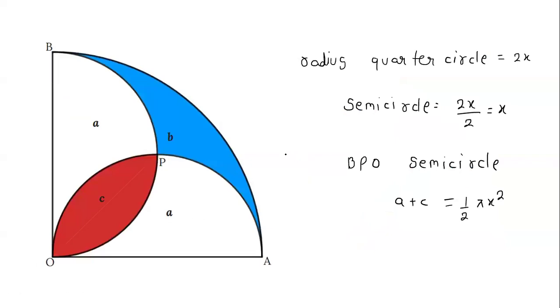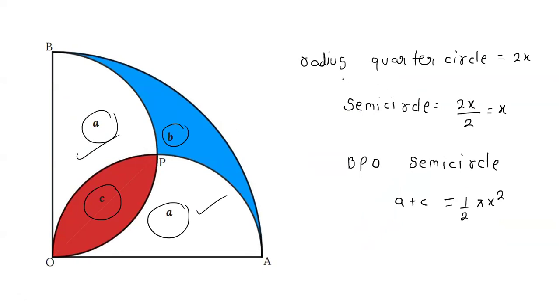You see this figure, I divided this whole quarter circle into different parts. Let's say this white area is A, this is C, and this is again A, because both semicircles are the same and this figure is symmetric. So if this part is A, then this part is also A. We can easily see that because of symmetry. And let's say this part is B.